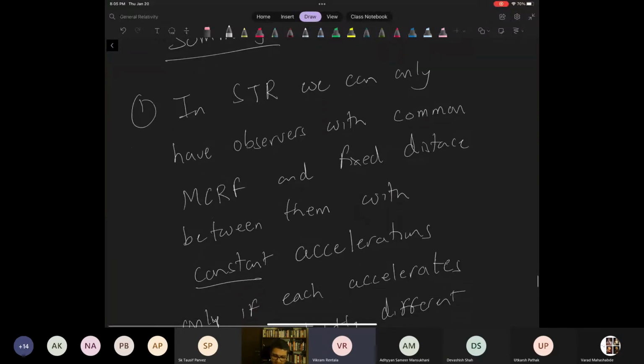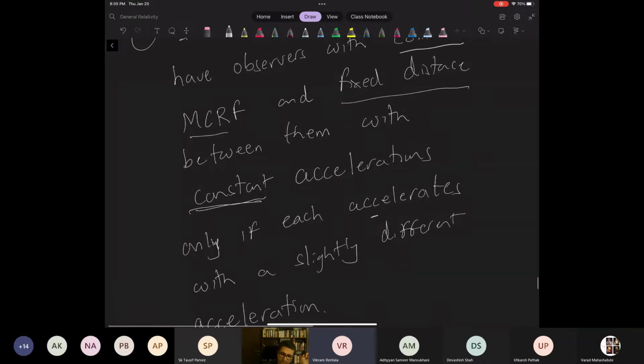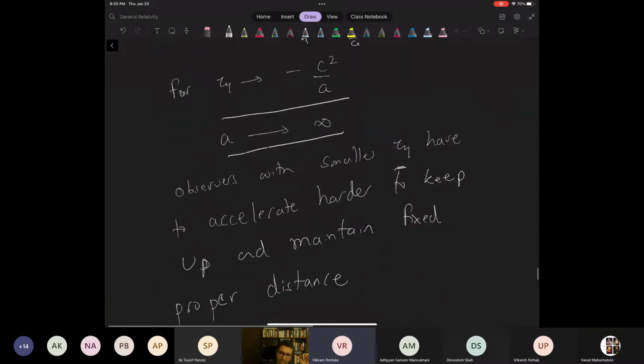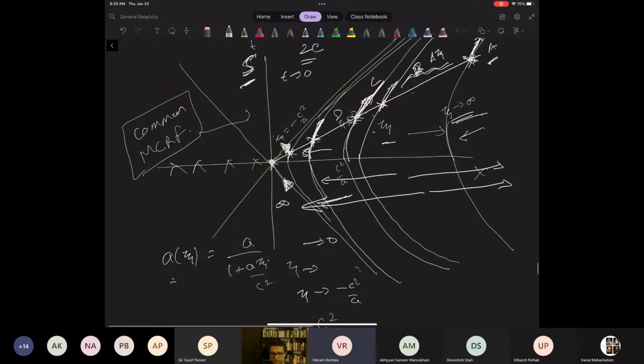So let me just summarize the basic points. In STR, you can only have observers with a common MCRF and fixed distance between them with constant accelerations only if each accelerates with a slightly different acceleration. That is, each of these observers has to have a slightly different acceleration, more acceleration as I go this way, less acceleration as I go this way. And in fact, there's a particular observer with infinite acceleration who barely manages to keep up. Now what happens if I try to go to an observer beyond this? Basically what this means is any observer who is beyond this point, no matter how hard they accelerate, will never be able to keep up and maintain a common fixed distance to these other observers.